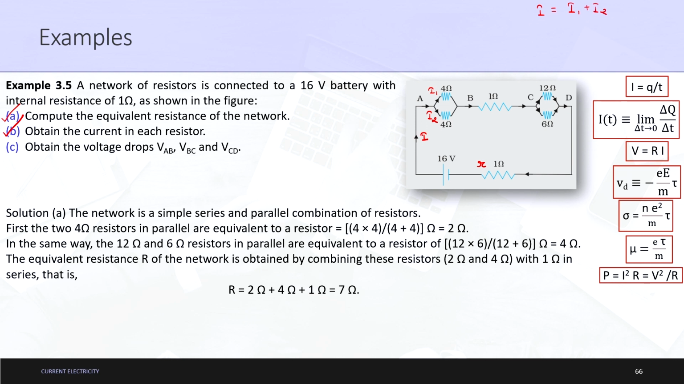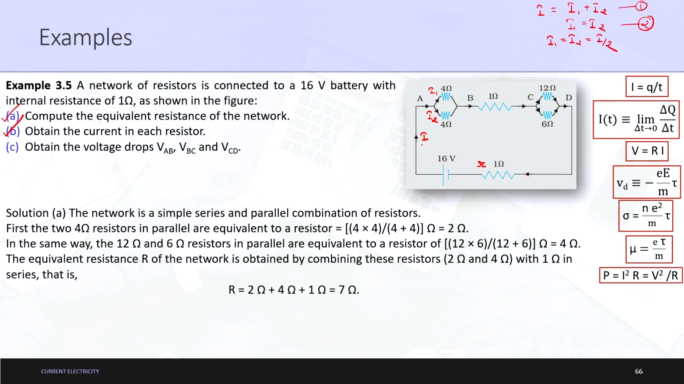Also from the symmetry of the diagram, we can see that the current passing through the 4 ohm resistor will be equal to the current passing through the other 4 ohm resistor. Therefore, we can assume that I1 is equal to I2, and therefore I1 is equal to I2 is equal to I by 2, using these two equations.